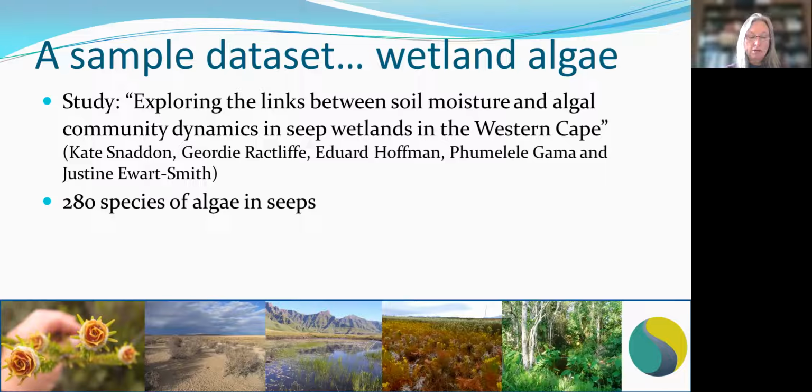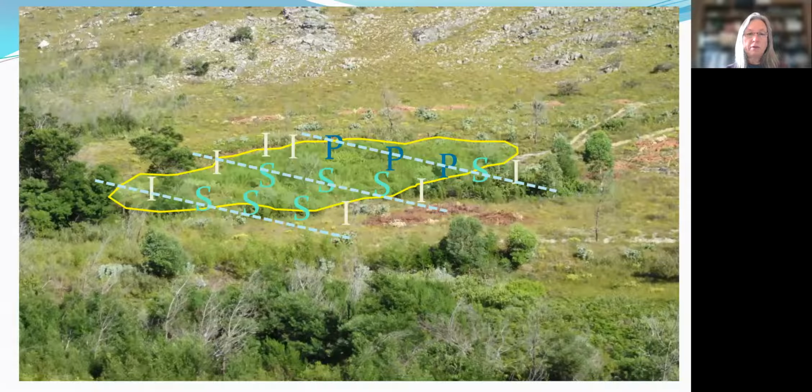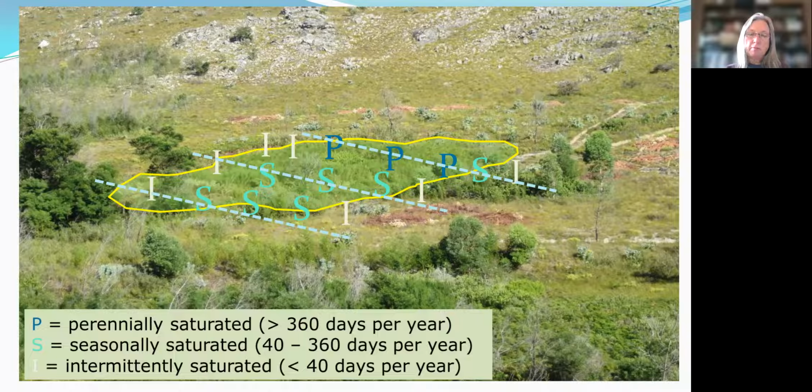We are now cleaning and transforming the species occurrence data into uploadable spreadsheets for incorporation into the database. The data are recorded as algal densities, as algal cells per meter squared, recorded at a number of sites over time and across soil wetness gradients. Here's a photograph of the site, showing the 3 transects across the wetland and the gradients of soil wetness from perennially saturated through to intermittently saturated.